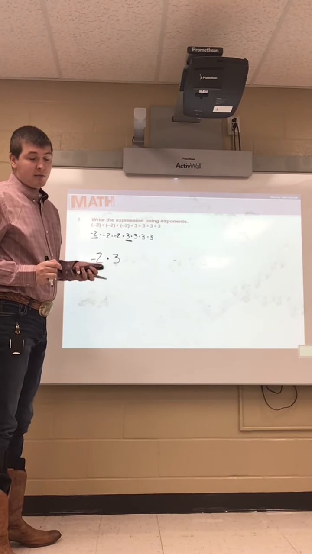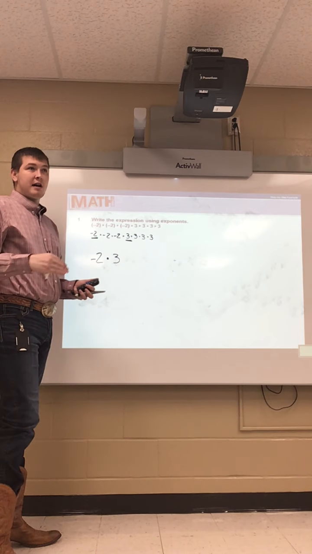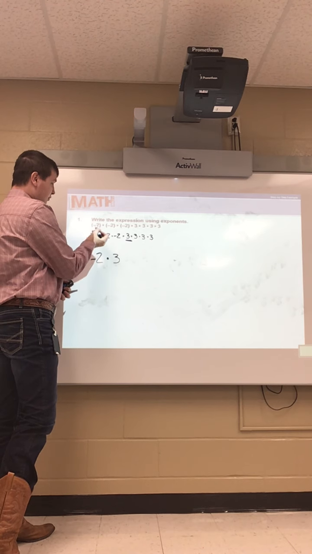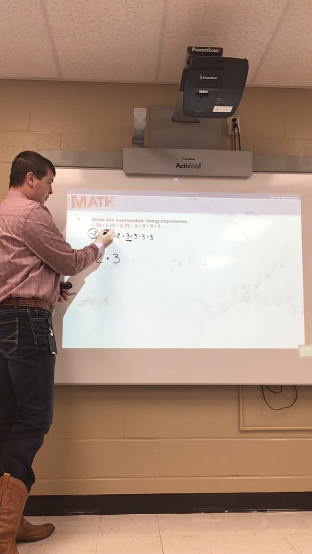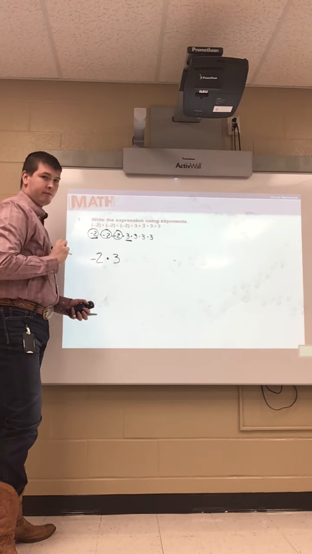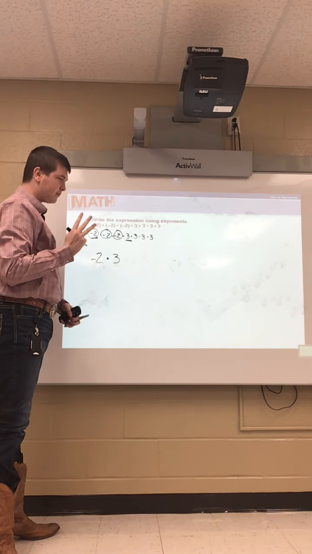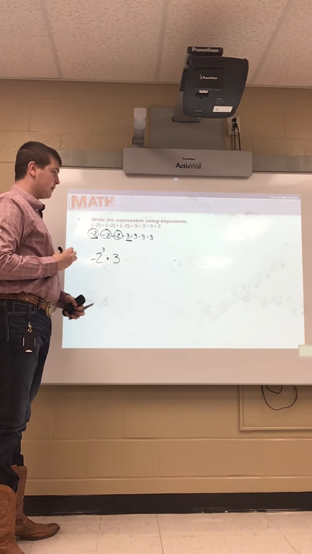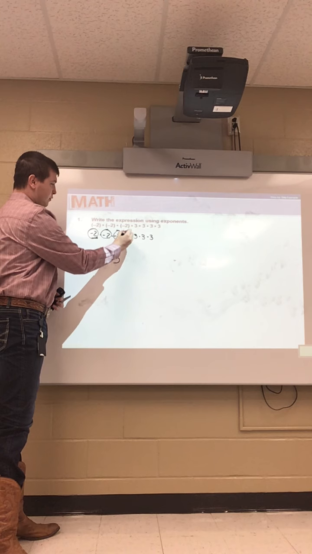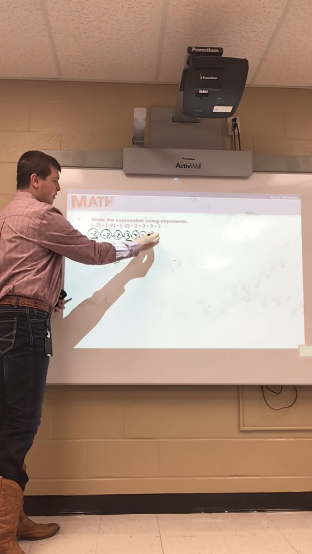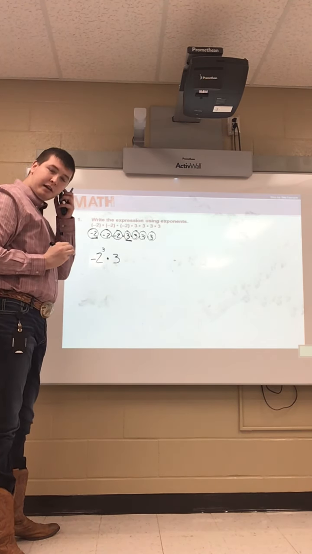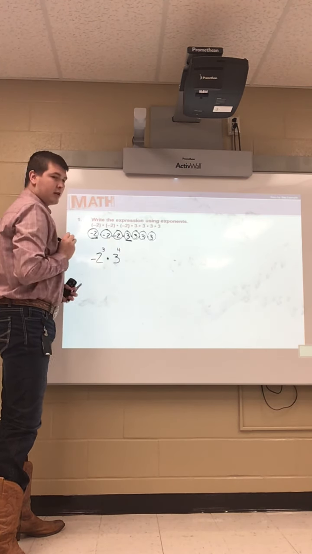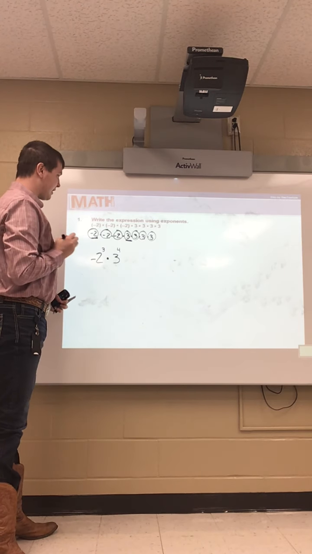We can tell what exponent each has because it's the number of times that number is being multiplied. So for negative 2, 1, 2, 3. It's being multiplied 3 times by itself, so we can put that exponent of 3 right there. And with 3, 1, 2, 3, 4. It's being multiplied by itself 4 times. So we can put the exponent of 4 on top of the 3. And that is your answer.